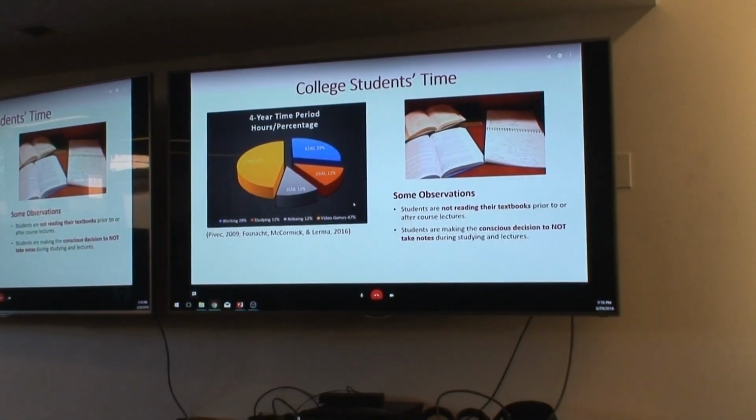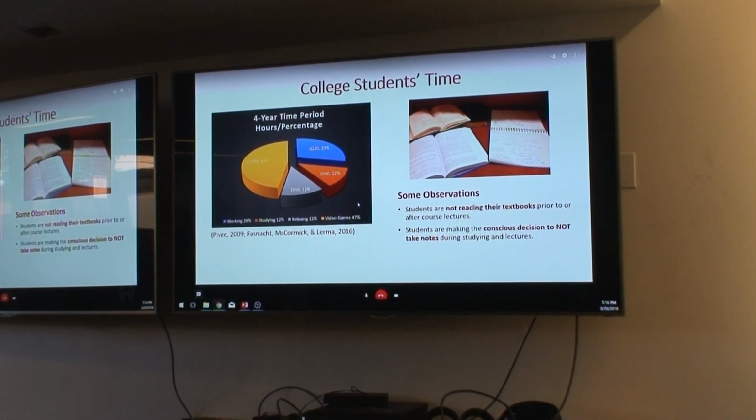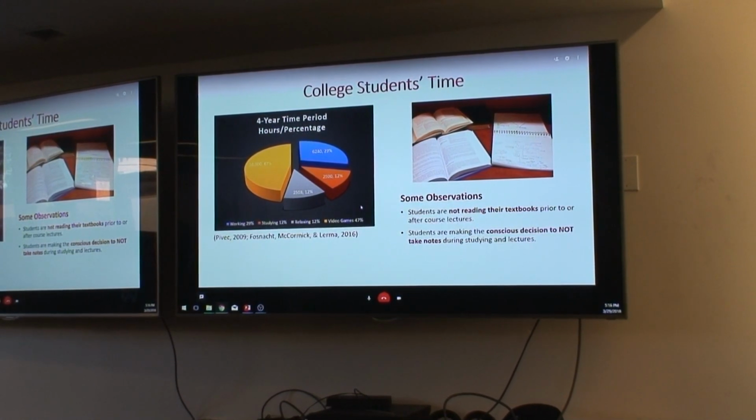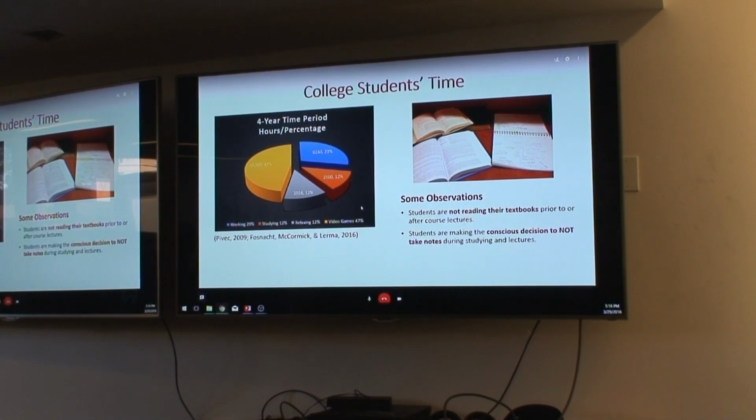The reason I'm doing this is that the research says that over a 4-year period, the majority of students will spend 47% of their time, or about 10,000 hours, playing video games. However, when it comes to studying, they only spend about 2,500 hours, or 12% of their time. So the goal is to try to combine these 2 things together. These are the things that I've noticed.